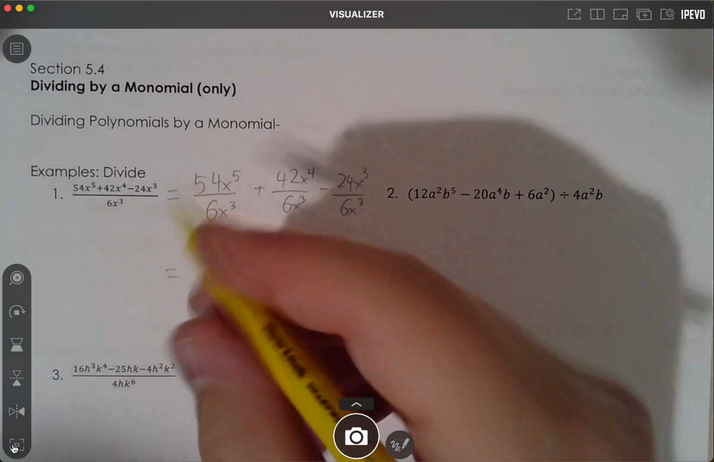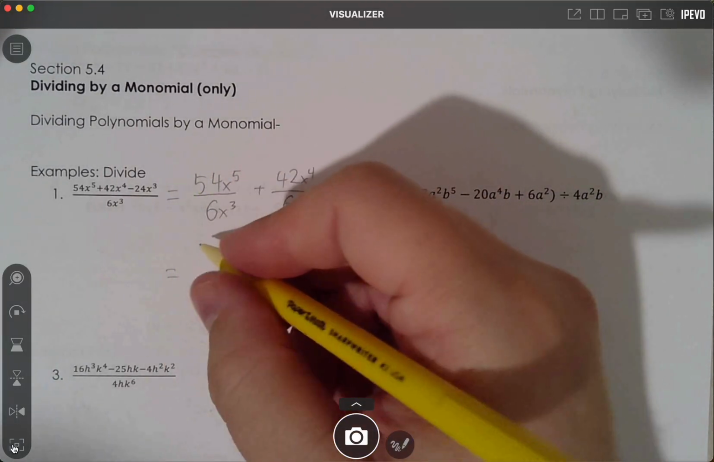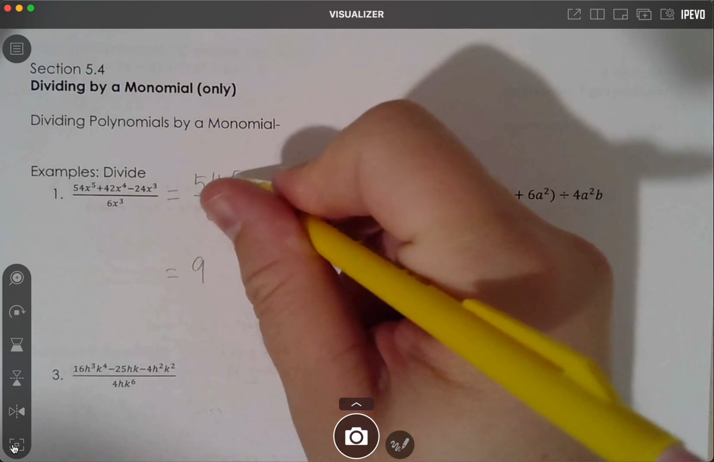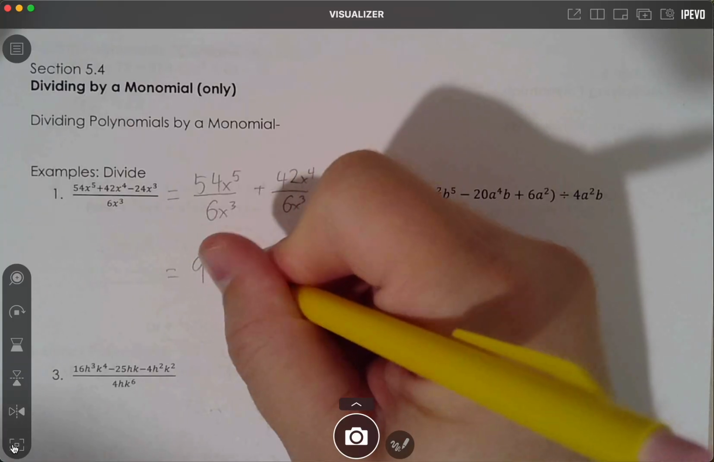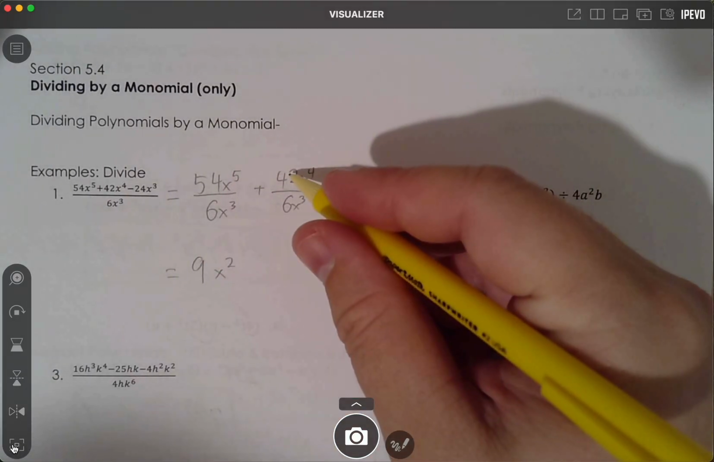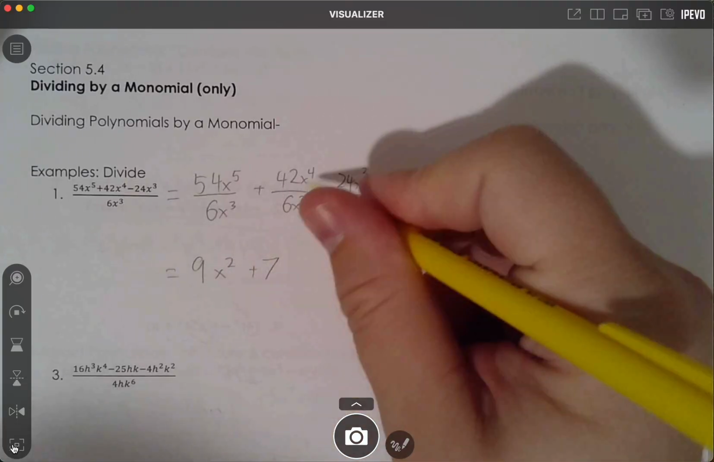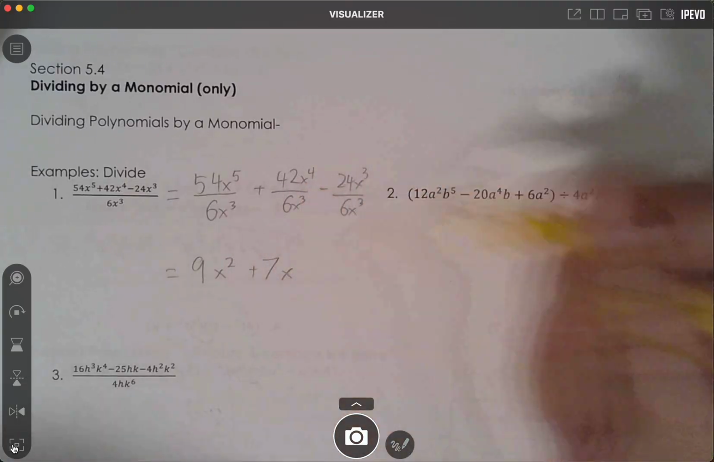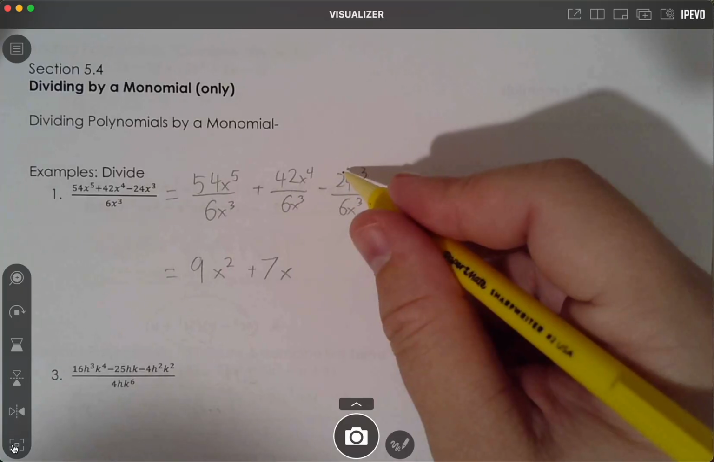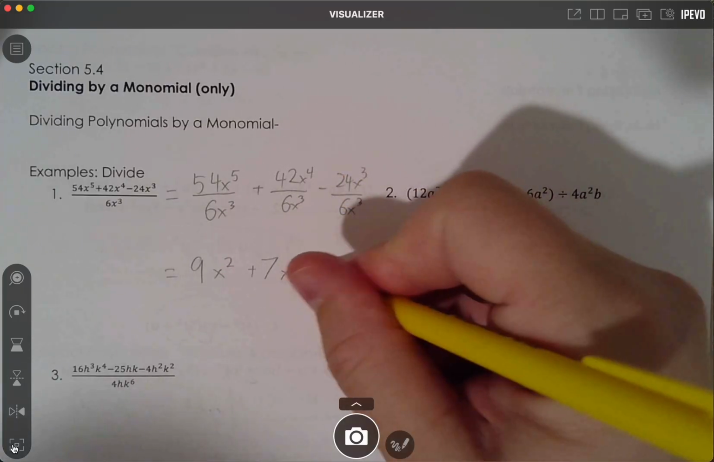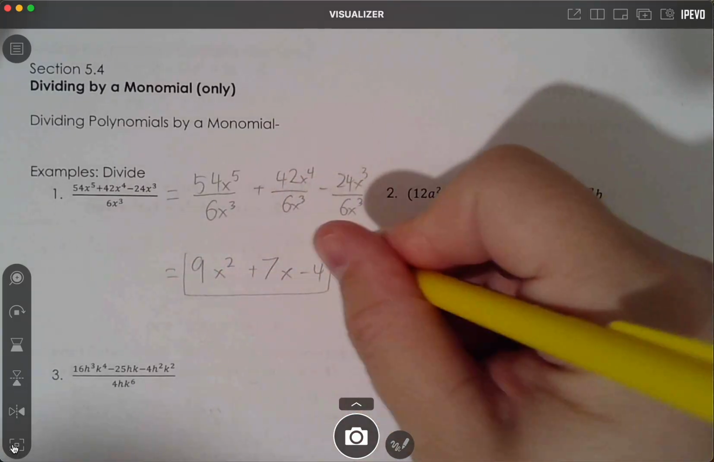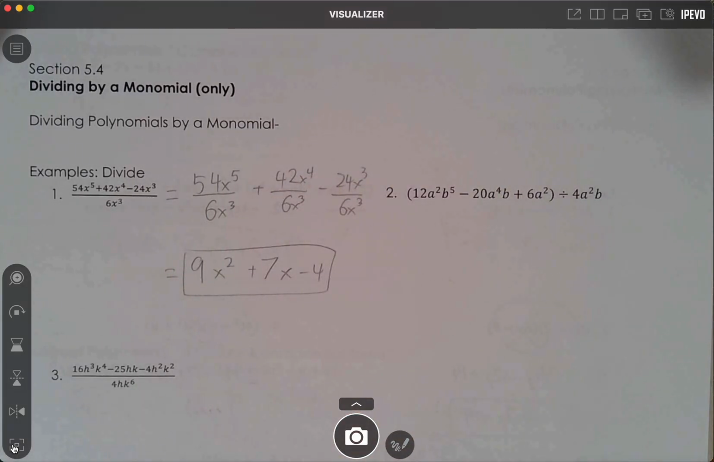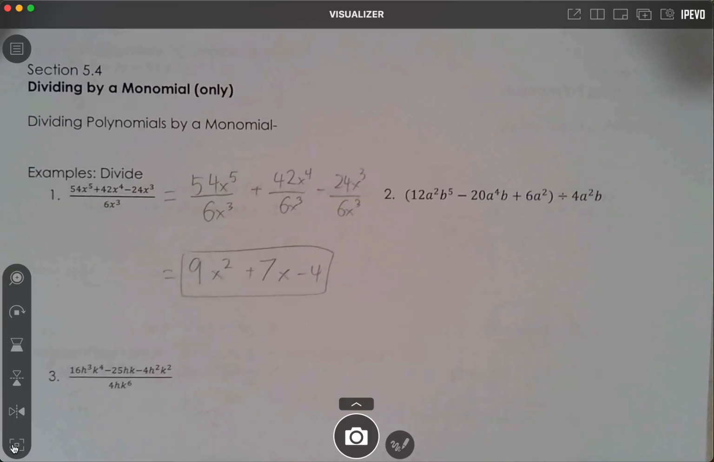So 54 divided by 6 is 9. x to the 5th divided by x to the 3rd would be x squared, and it would be in the numerator because I did subtraction directly. 42 divided by 6 is 7. 4 minus 3 is 1 in the numerator because I did it directly. Negative 24 over 6 is negative 4. 3 minus 3 is 0, so I don't need to write x anymore, and I'm done. Awesome. So let's keep on going.